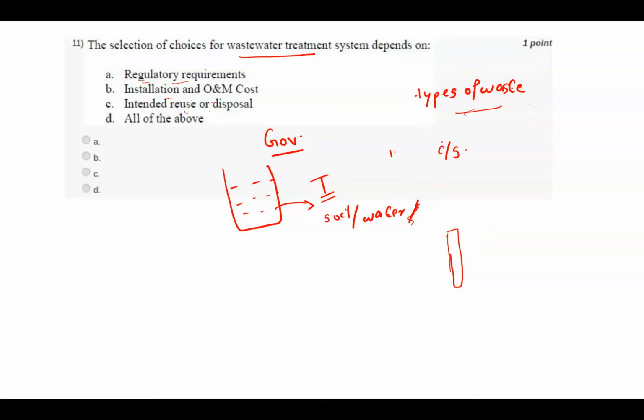Then reuse and disposal. How much we can reuse, like reuse for agriculture or different other plants, in the sense some factories you can use. Then disposal of wastewater, all these come in the wastewater treatment system cost.